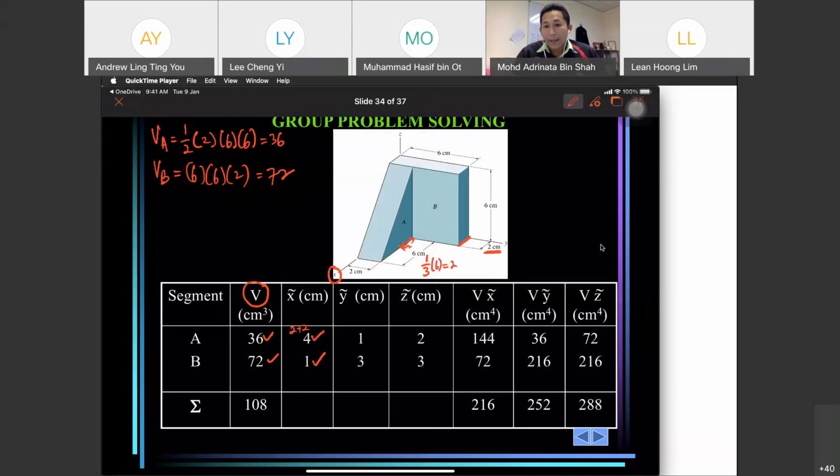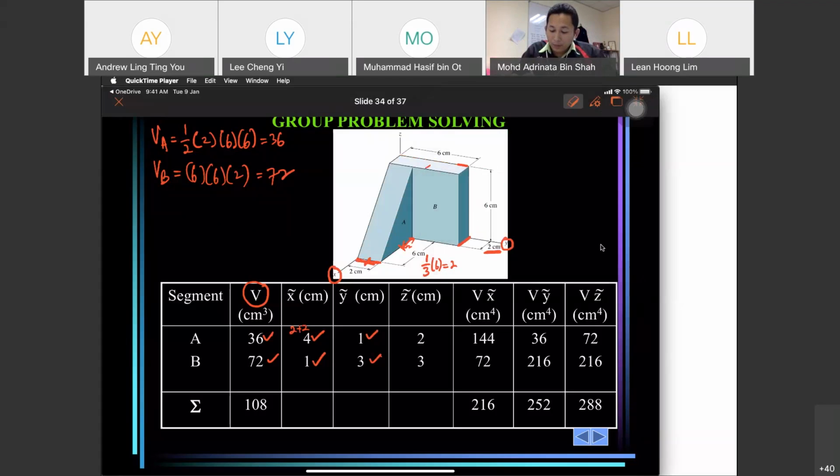So for Y, we look at our A. This is our Y. We know that the length is 2 cm, so divide by 2, we get 1. And then we know that the length of B is 6 cm. Divide by 2, we got 3 cm. Half, so for every X, Y, and Z bar.